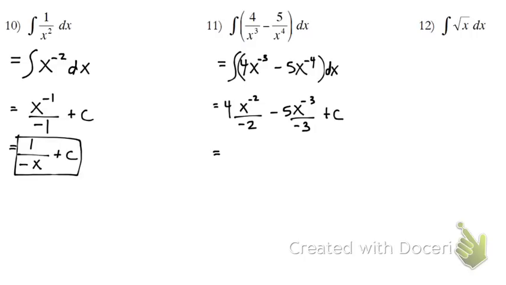I can simplify this a little bit. On this first one, I have 4 divided by negative 2 would give me a negative 2. And then this x to the negative second power would go back to the bottom of the fraction as x to the positive second power. On this second term, the negative and the negative would make a positive, but 5 and 3 don't simplify, so that would just be plus 5 over 3. And then notice that x to the negative 3, because it's a negative exponent, will move to the bottom as x to the positive 3 plus c.